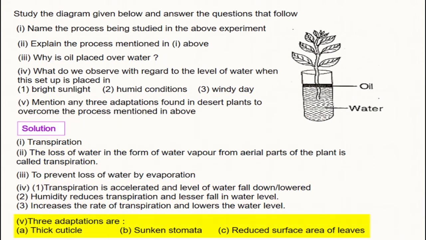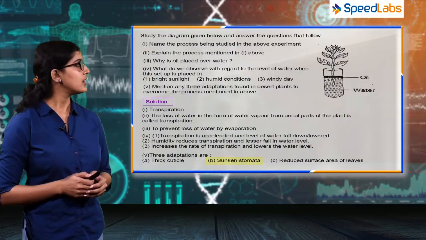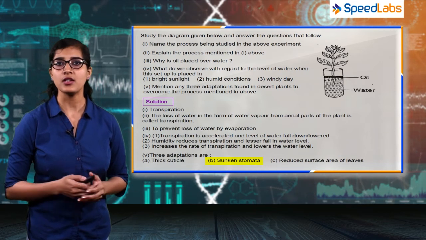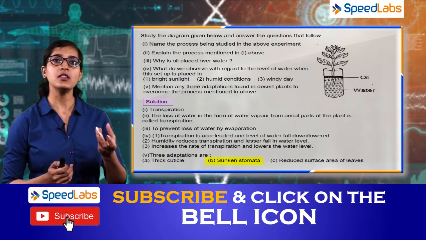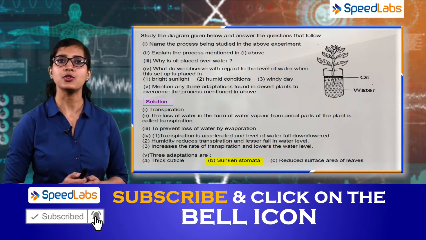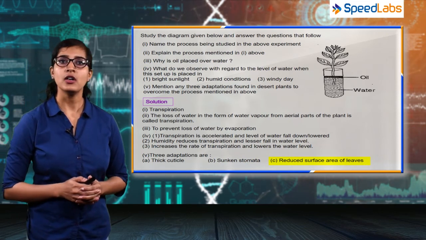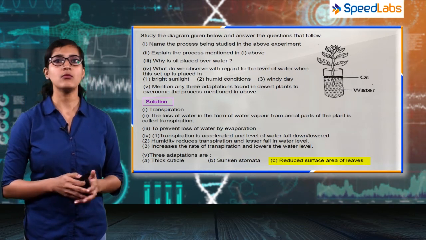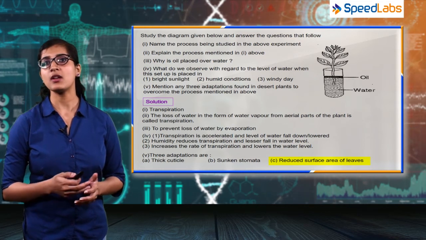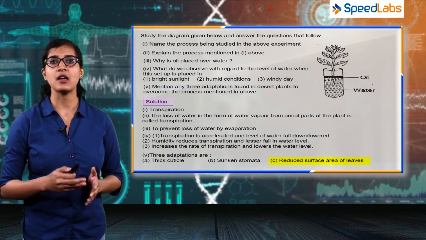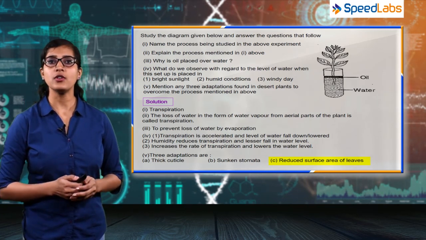First is thick cuticle. This is the waxy layer over the surface of the plant leaf, and this will reduce the rate of transpiration. Now the next is sunken stomata. Stomata are generally present on the lower surface of the leaf, but they are sunken inside the mesophyll layer just to reduce the rate of transpiration. Now the last is reduced surface area of leaf. The more the surface area, the more the rate of transpiration. The desert plants reduce the surface area of the leaf, like leaves are converted into spines, for example cactus, to reduce the rate of transpiration.